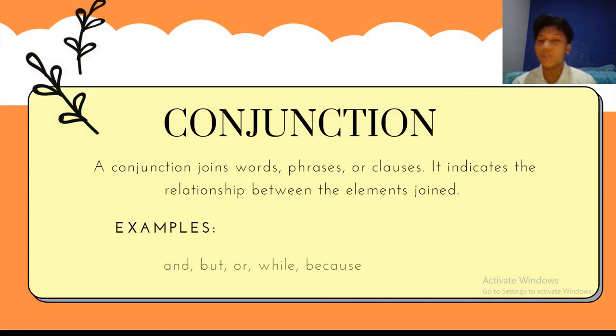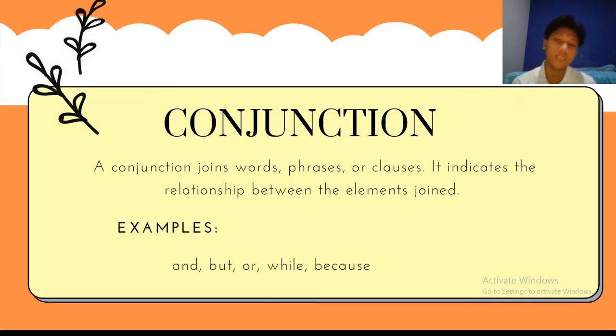Now we move on to the next one, which is conjunction. A conjunction joins words, phrases, or clauses. It indicates the relationship between the elements joined. For examples, and, but, or, while, and because. See, I've just used the conjunction and.